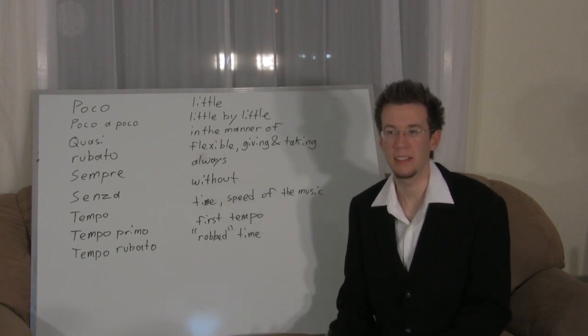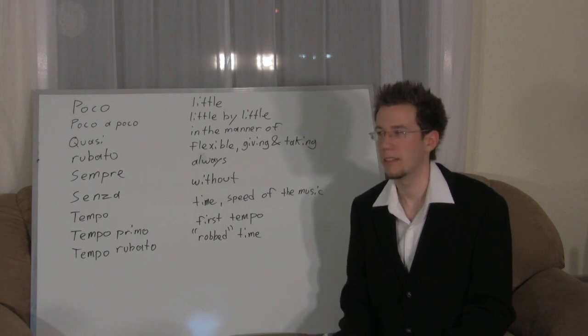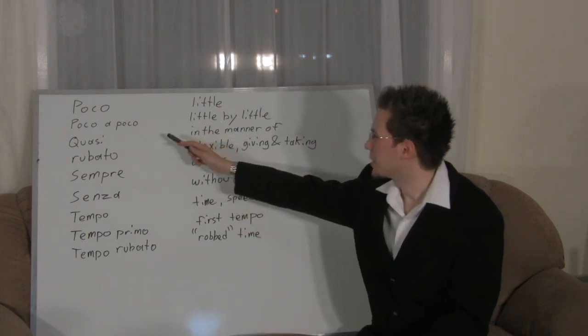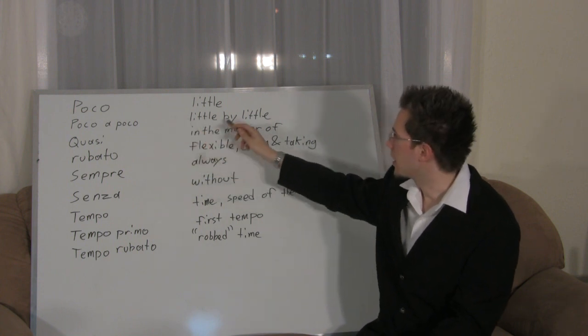So you could think of one of those little chickens, like a baby chicken. What do they call them anyway? Chicks? Yeah, a little chick. But yeah. Okay, so poco, little. Now poco means little by little.